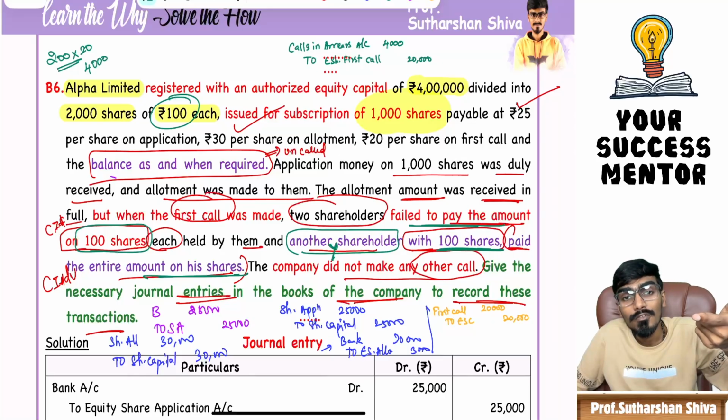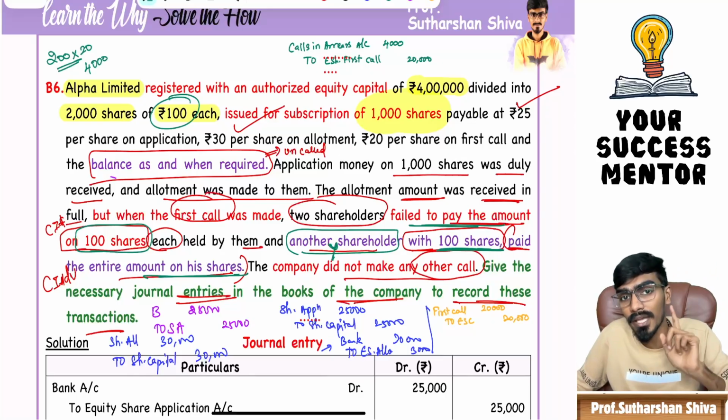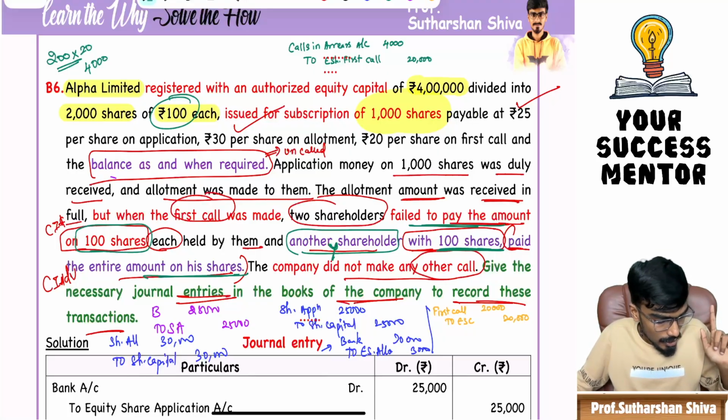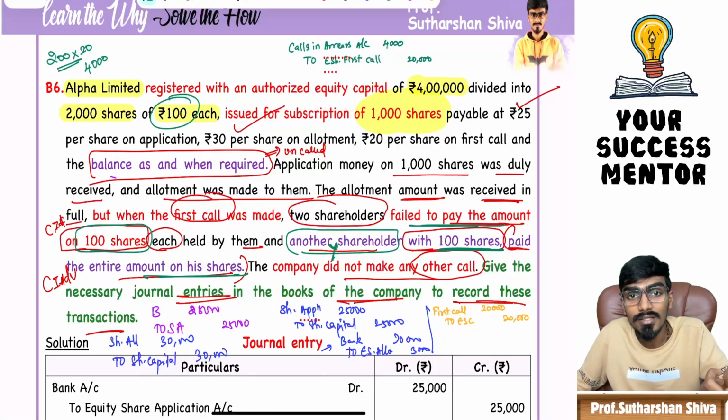The final call also he is paying. The final call is also voluntarily paid. The company is not asking. Voluntarily he is paying. Correct. So what is the actual value he is paying? What is the excess value? 25 plus 30 plus 20 minus 100, which eventually gives you 25 rupee. Yes, sir. 30 plus 20 is 50. 50 plus 25 is 75. Out of 100, 75 has been called up. Then the remaining 25 is the excess. That entire amount he is paying, that is 25 rupee.